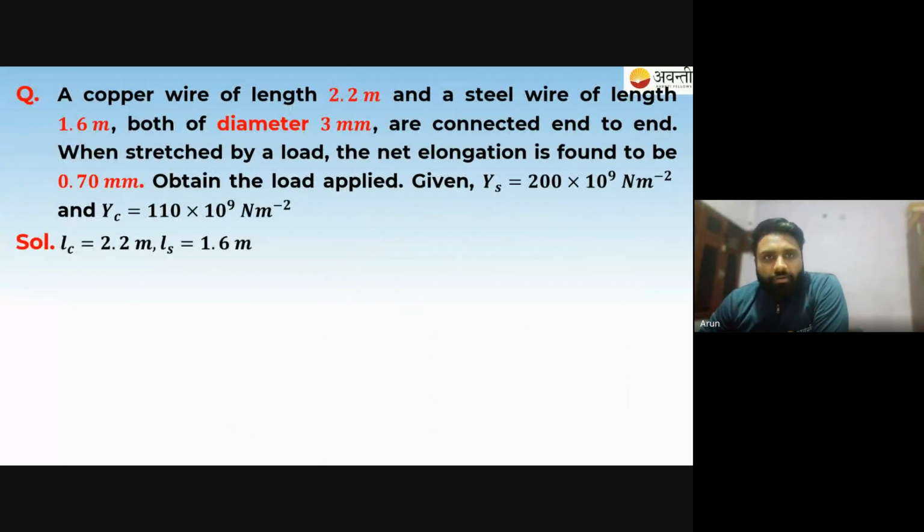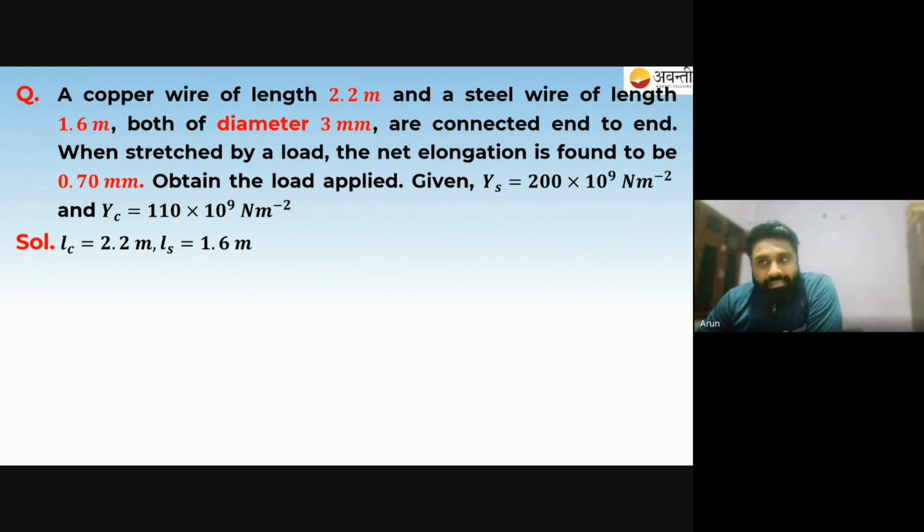In this question, a copper wire of length 2.2 meter is given to you, and a steel wire of length 1.6 meter, both of diameter 3 mm, are connected end to end. When stretched by a load, the net elongation is found to be 0.70 mm. Obtain the load applied. So there is a copper wire and a steel wire.